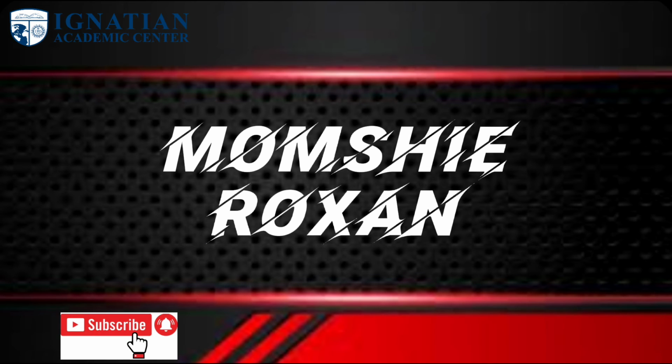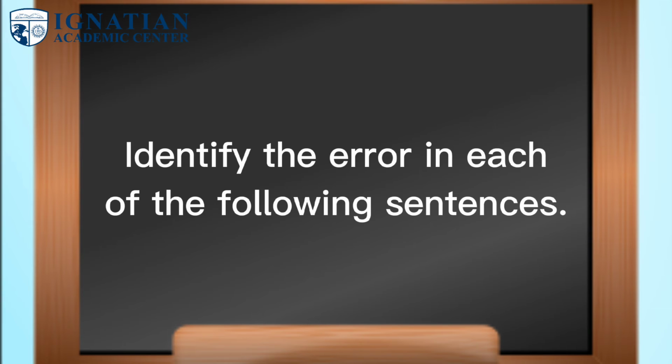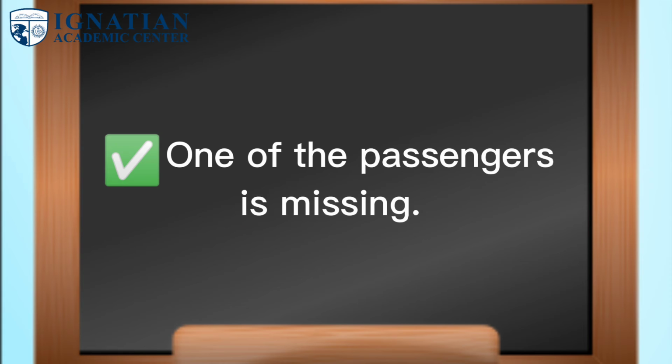Are you ready for some exercises? Let's do this. You identify the error in each of the following sentences. One of the passengers are missing. Have you already seen the error? Yes, the answer is "are". So the sentence should be, one of the passengers is missing.